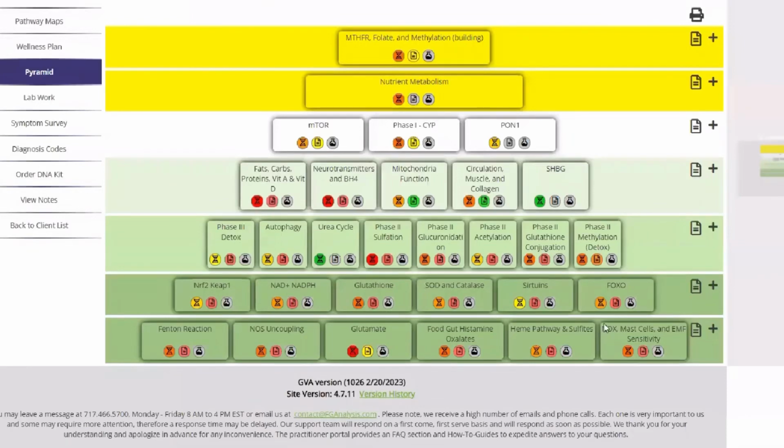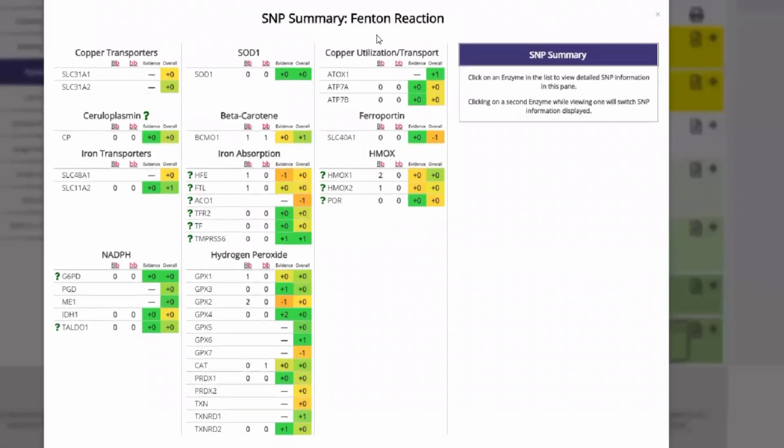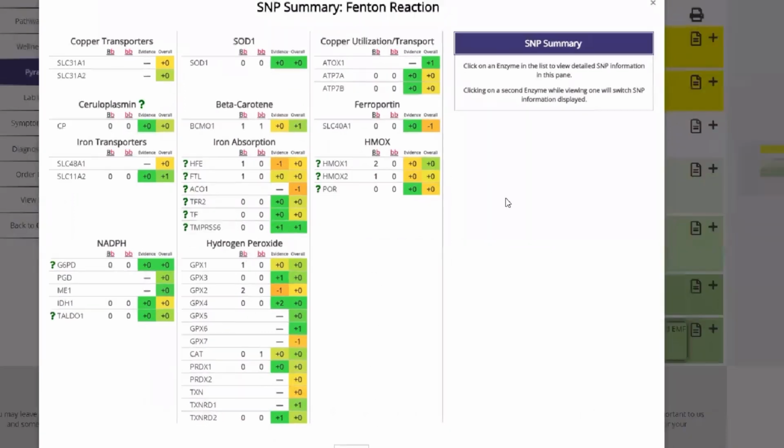I want to show you how using a genetic test like the Tree of Life can really help you identify some of your root causes of your problems. So here is a pyramid map, and I just scan through some of these things that I see that could be problematic. For example, I take a look at the Fenton reaction to see if there's any iron absorption or any potential for reactive oxygen species.